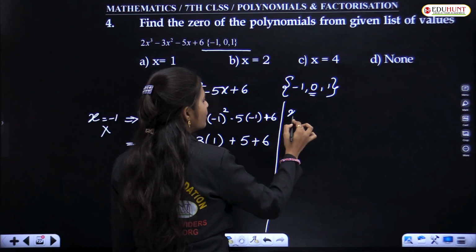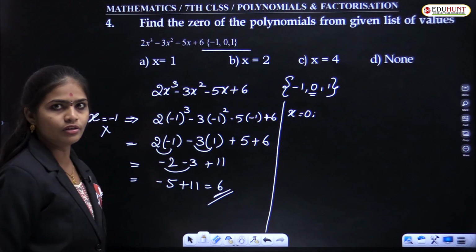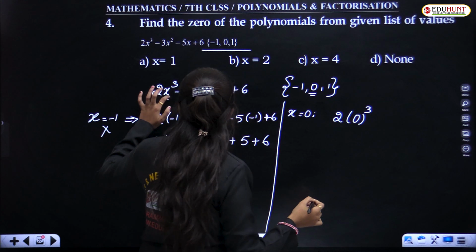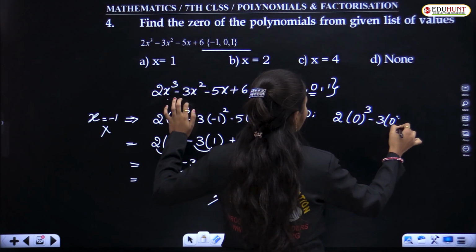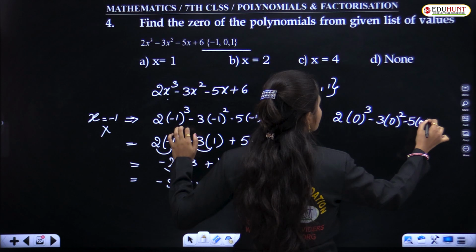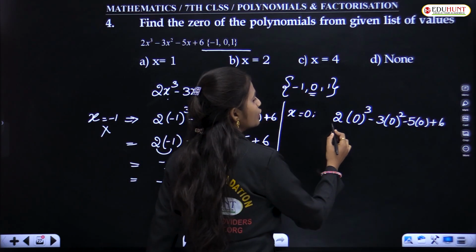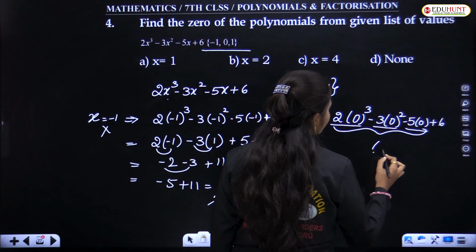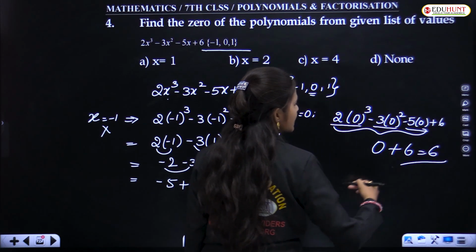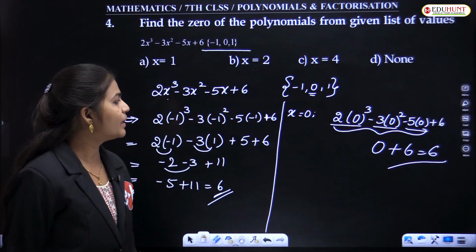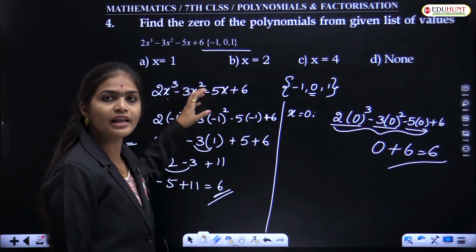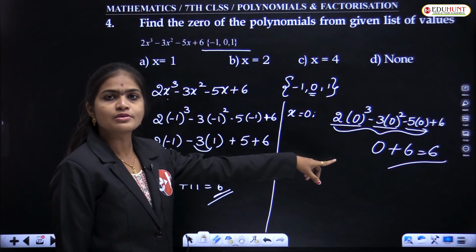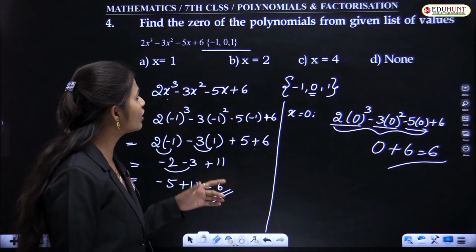If x is equal to 0, then substitute that: 2 into x cube, at the place of x substitute 0, minus 3 into 0 whole square, minus 5 into 0, plus 6. So 2 into 0 is 0, 3 into 0 is 0, 5 into 0 is 0. So this total becomes 0, and 0 plus 6 is equal to 6. Again we are getting 6. But when you substitute a root in the polynomial, the total value becomes 0, and here we are not getting 0. So this is also not a correct root.